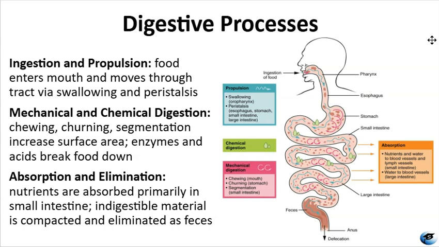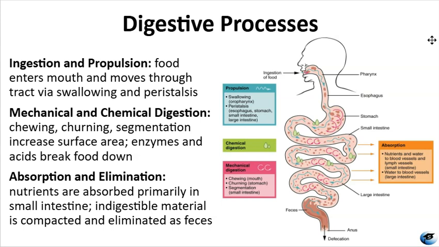Next, mechanical and chemical digestion work together to break food down into smaller pieces. Mechanical digestion includes actions like chewing in the mouth, churning in the stomach, and segmentation in the intestines. These all increase the surface area of the food, making it easier for enzymes to break it down. Chemical digestion is the enzymes and acids breaking down the complex molecules like proteins, fats, and carbohydrates into simpler forms that the body can absorb.